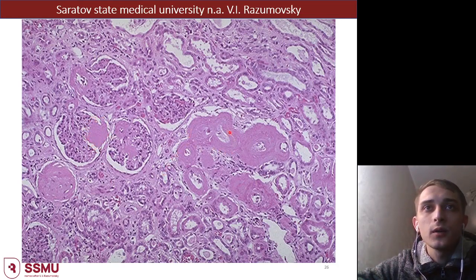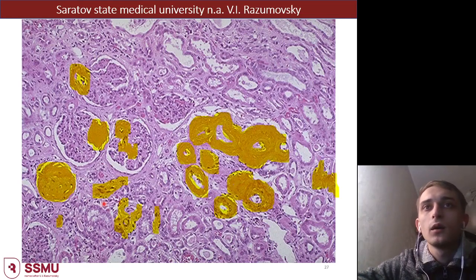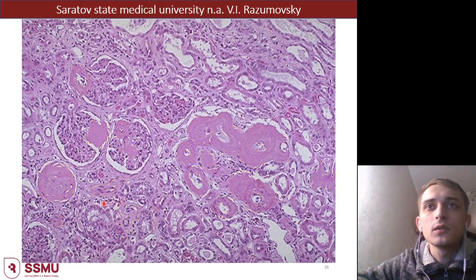Also, we may see accumulation of amyloid in the vessels here, and some amyloid in the tubes, you may see it here, and in stroma we may see fibrils of amyloid between all anatomical structures of the kidney. I marked amyloid for you, and you may see it in the slide. I hope it's clear for you.